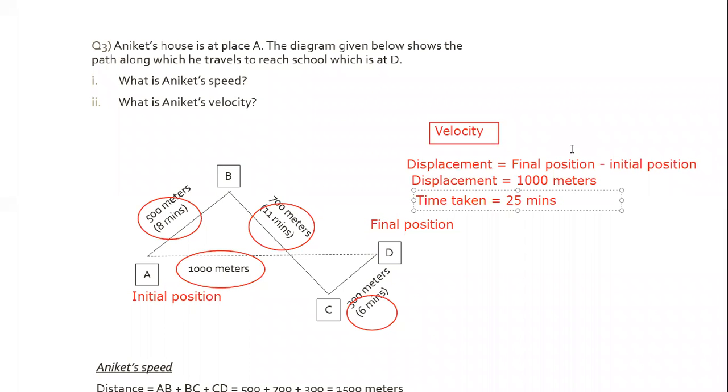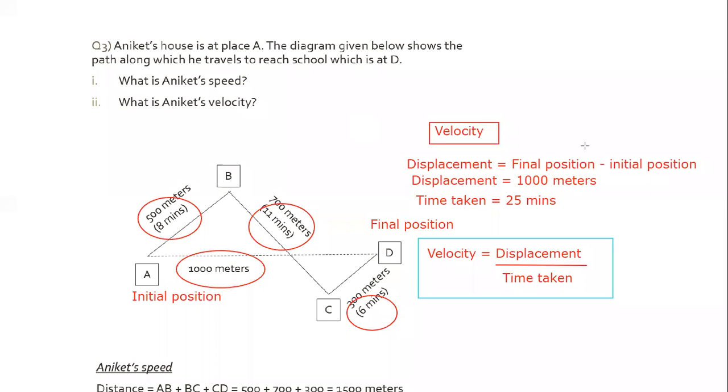So what was our first step? Finding the displacement. We found the displacement to be 1000 meters. Our second step was finding the time, and we have found our time as 25 minutes. Now what is our third step? Our third step is finding the velocity. So we will apply the formula of velocity. What is the formula of velocity? Velocity is equal to displacement divided by time taken.